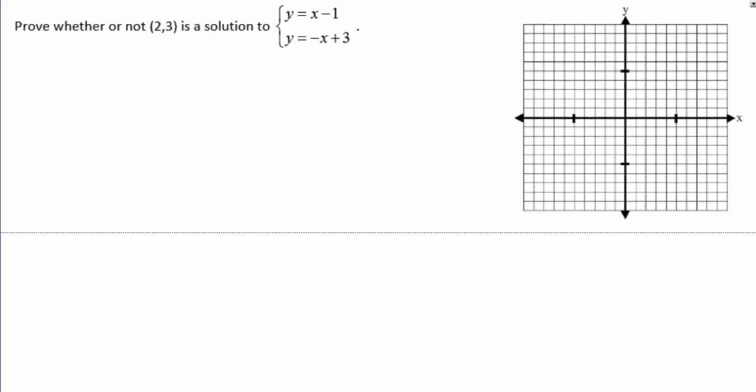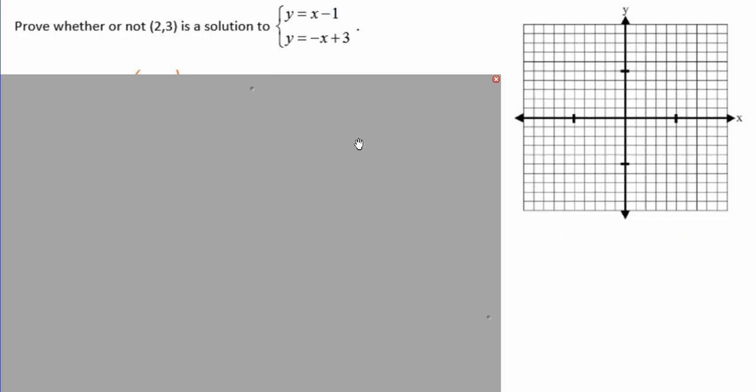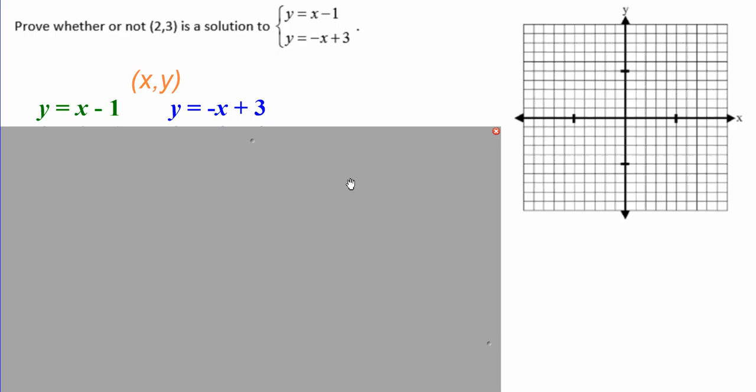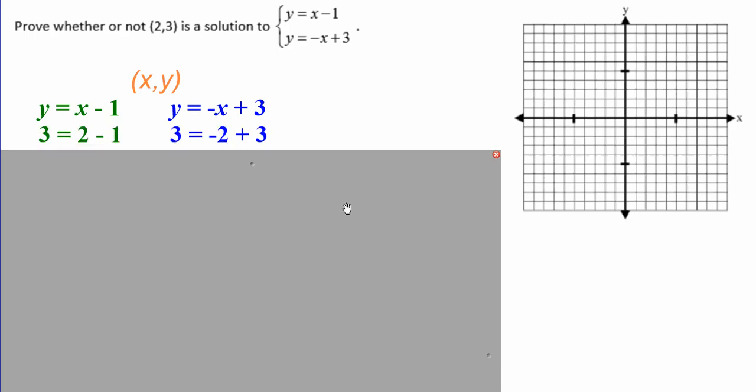So when we were doing the algebraic check, we were substituting the values for x and y into the equations and trying to make sure that they were true. If they are, it verifies we've got the correct solution. So I'm going to take my value for x and put it into each equation, and the same for y. And then simplify according to your order of operations.